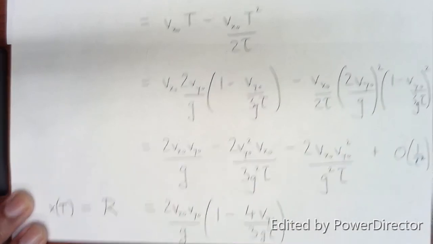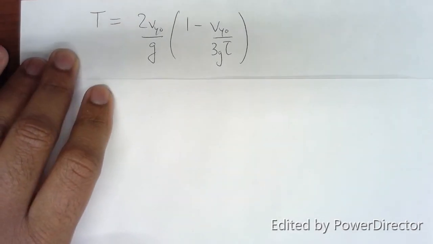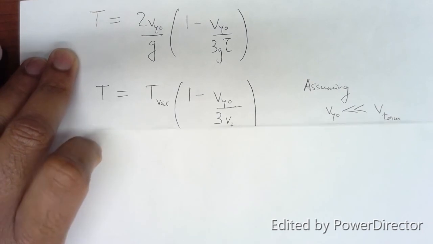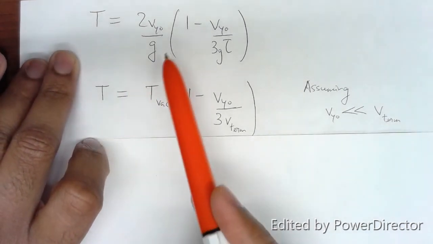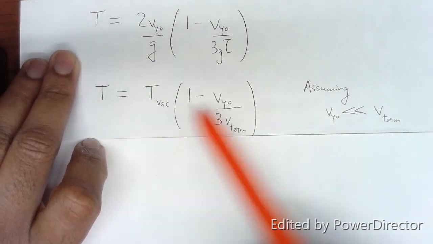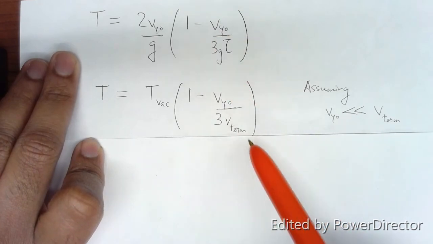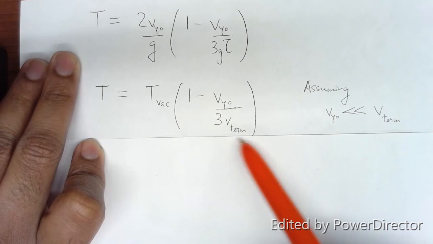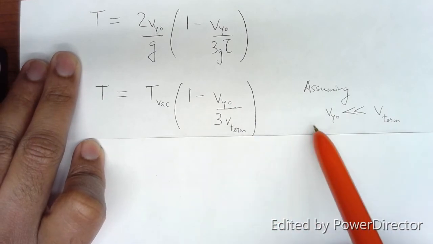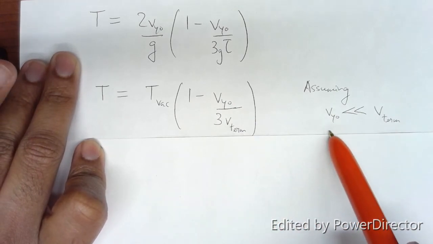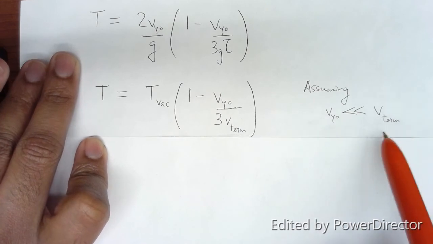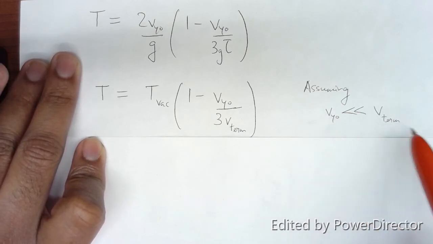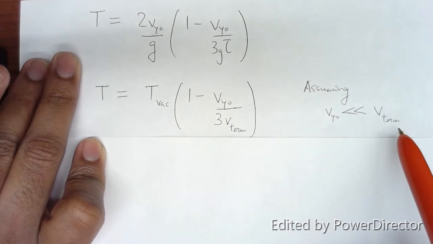Let's summarize. We have the new time of flight, where we notice that the term outside can be written as tvac, the time of flight in vacuum, and the term inside, well, g tau is in fact the terminal speed, so we can rewrite this as 1 minus vy0 over 3 v terminal. And we have been making the assumption that the effect of the drag force is small, which corresponds to the assumption basically that vy0 is much less than v term.